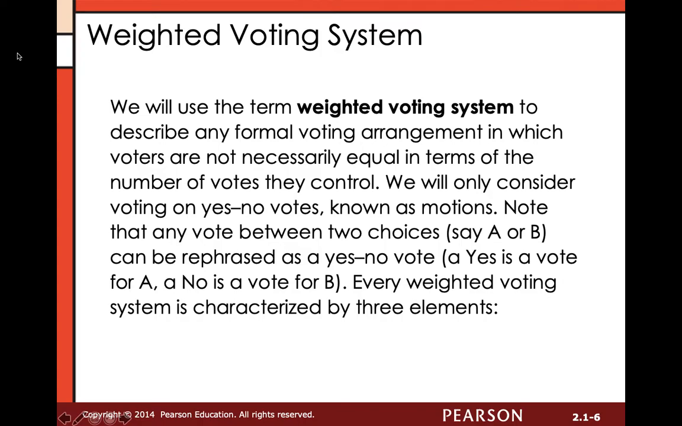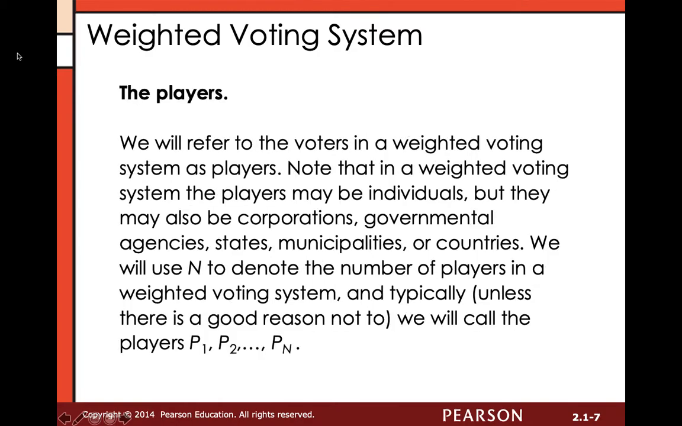And that implies that every weighted voting system is going to be characterized by the following 3 characteristics. Number 1 is the players. So the players are how we refer to the voters in a weighted voting system. The players in a weighted voting system may not be individuals, though. They might be corporations, governments, states, municipalities, countries, and so on. We're going to use capital N to denote the number of players in a weighted voting system.